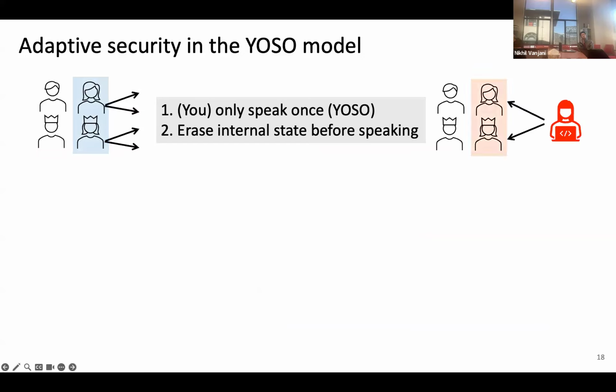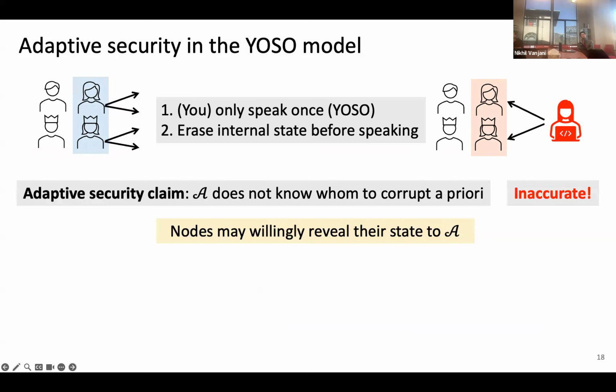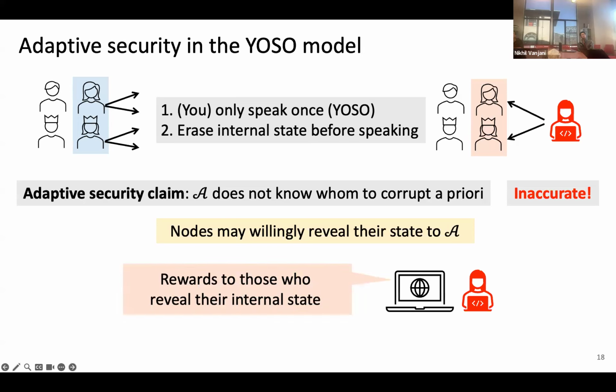So they say that the adversary can corrupt a subset of nodes, but an adversary won't learn the internal state of these nodes because they have already erased that information. And they say this is a very natural model of corruption, but I have some complaints. For example, nodes may willingly reveal their state. So let's say the adversary puts up a website that rewards those who reveal their internal state before erasing. The YOSO model doesn't capture this kind of adversary.